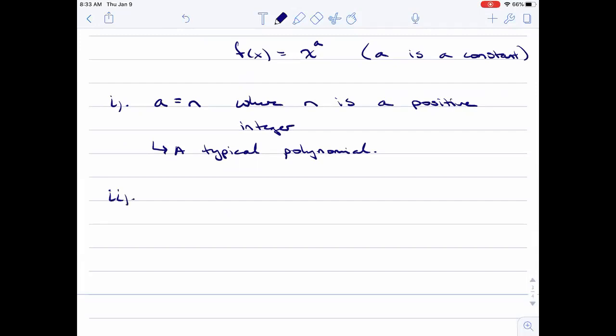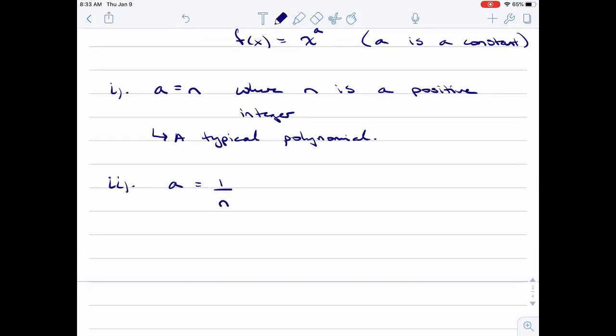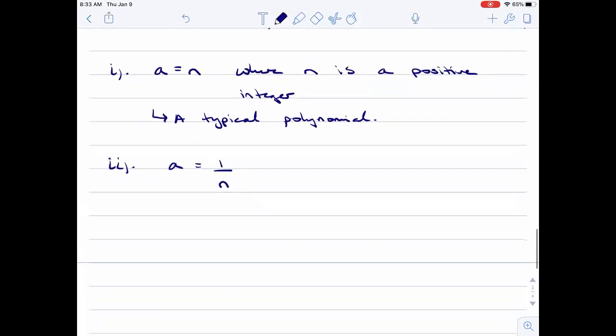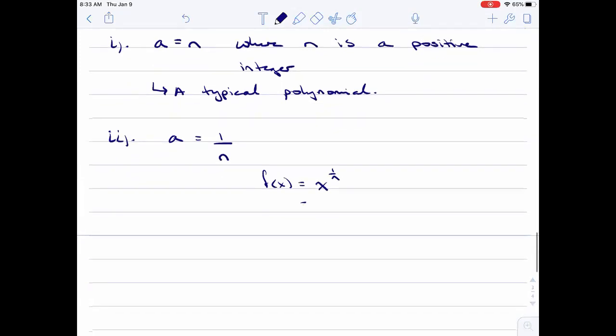Our other option that we'll talk about is what if a is 1 over n, where, of course, n is the same positive integer? So now we have x to the power of 1 over n. Well, that means f of x is x to the 1 over n, which is our shortcut for taking the nth root of something. If I have to take the 234th root of x, I would rewrite it as x to the power of 1 over 234. So that's my shortcut. That's the same as taking the nth root of x, and we just put the n in the little hook.